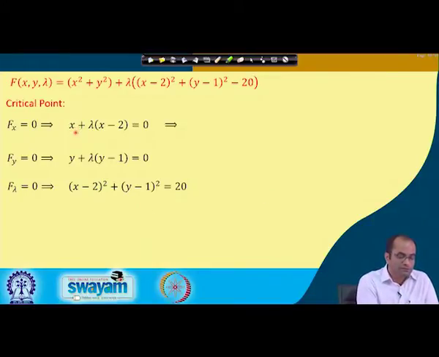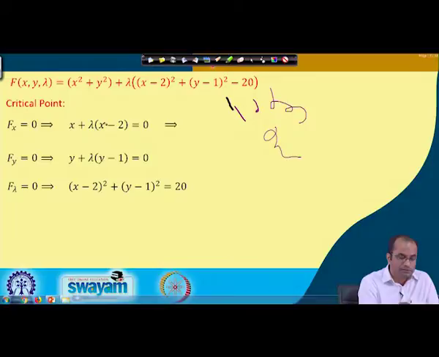From this equation, first we will write down this x minus 2 in terms of lambda. From the second equation also we will write y minus 1 in terms of lambda. We will substitute here, so we will get possible values of lambda. So, in this way we will solve this.